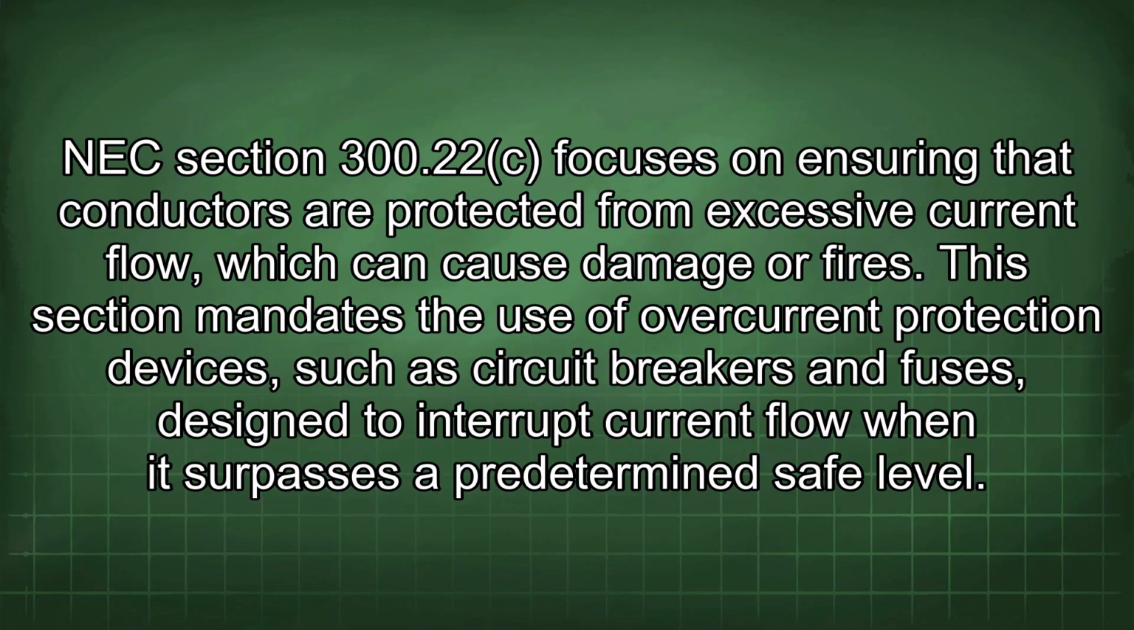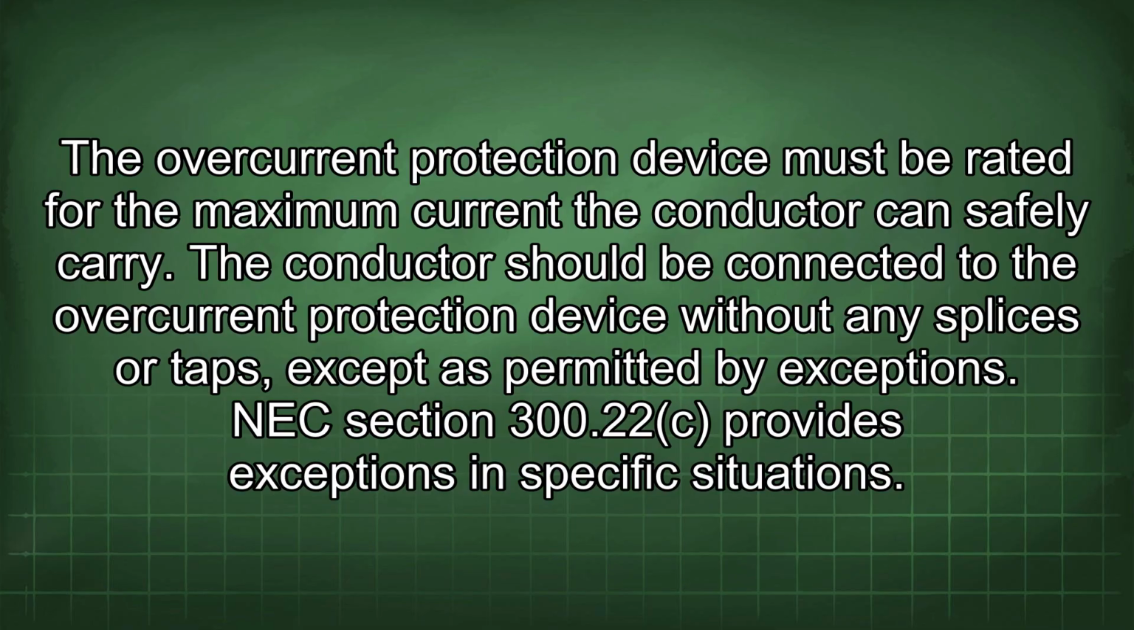NEC Section 300.22 focuses on ensuring that conductors are protected from excessive current flow, which can cause damage or fires. This section mandates the use of overcurrent protection devices, such as circuit breakers and fuses, designed to interrupt current flow when it surpasses a predetermined safe level. The overcurrent protection device must be rated for the maximum current the conductor can safely carry. The conductor should be connected to the overcurrent protection device without any splices or taps, except as permitted by exceptions.